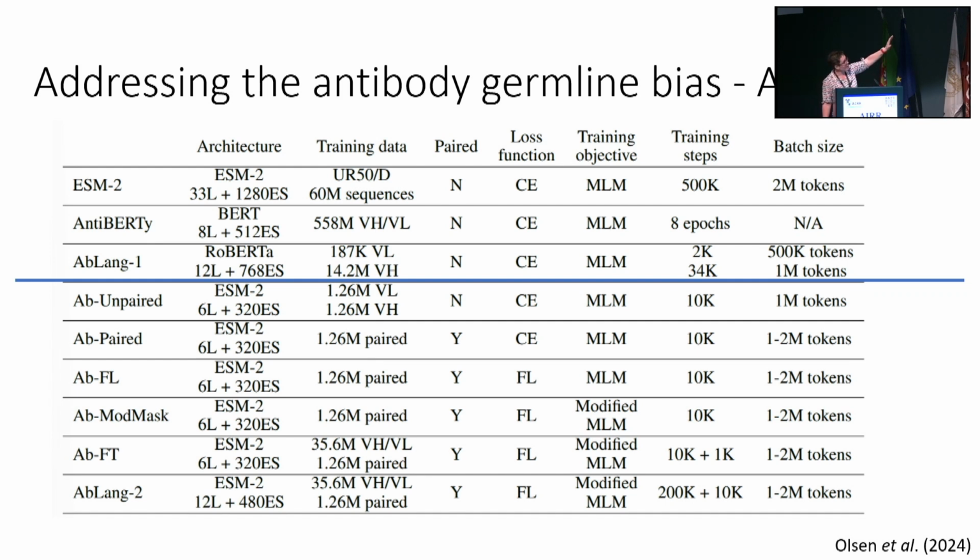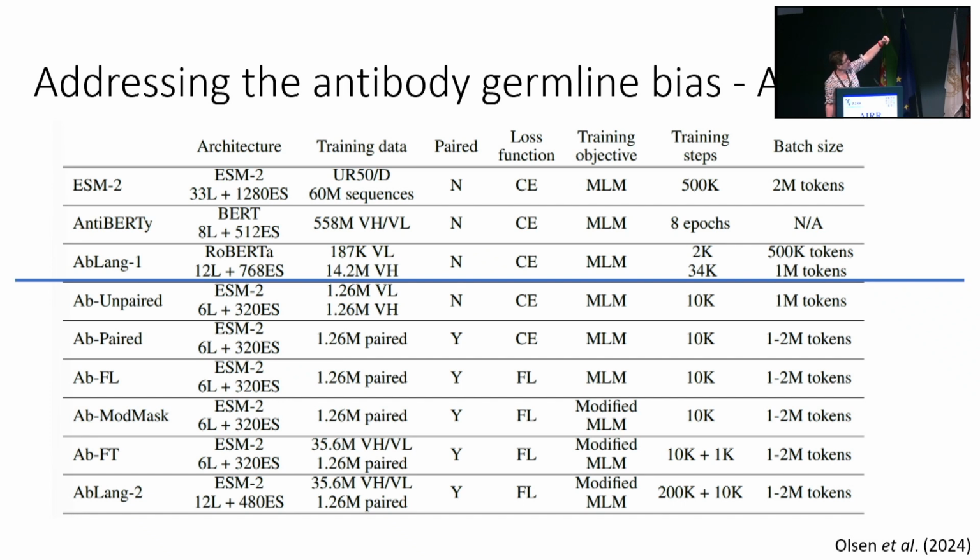So what we have here is a comparison of models. Right at the top there, you've got ESM2. So that has a huge amount of training data. It's not a paired sequence model because it does one chain, so you're either looking at a heavy chain or a light chain. It has a standard type cross-entropy loss function, which is pretty much what everybody uses, because it works. Yep, and it can do these big batch sizes.